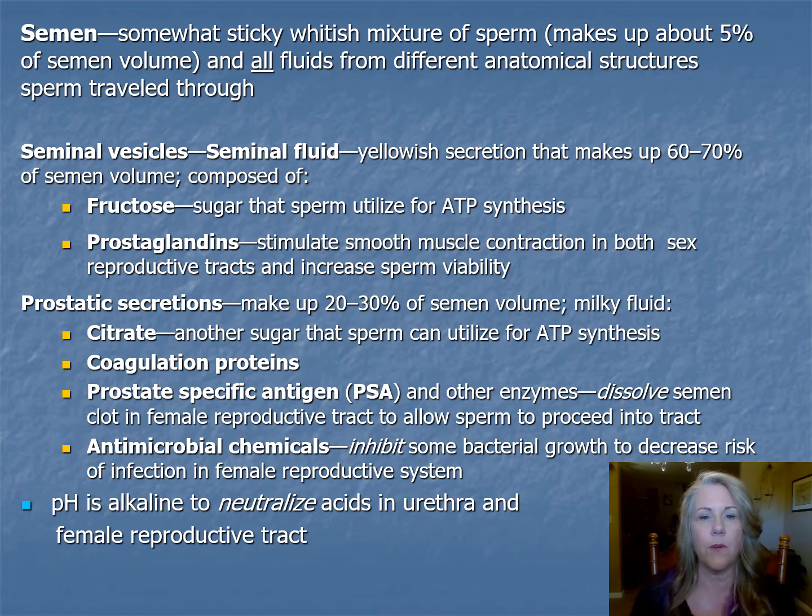Okay, so it also includes some antimicrobial chemicals. It will inhibit some bacterial growth to decrease the risk of infection in the female reproductive system. And then both secretions, from the seminal vesicles and the prostate, the pH is actually alkaline. It's alkaline so it can help neutralize the acids in the urethra and in the female reproductive tract.